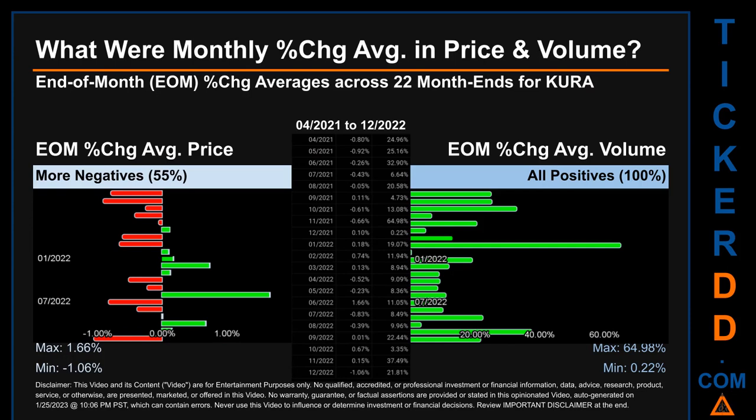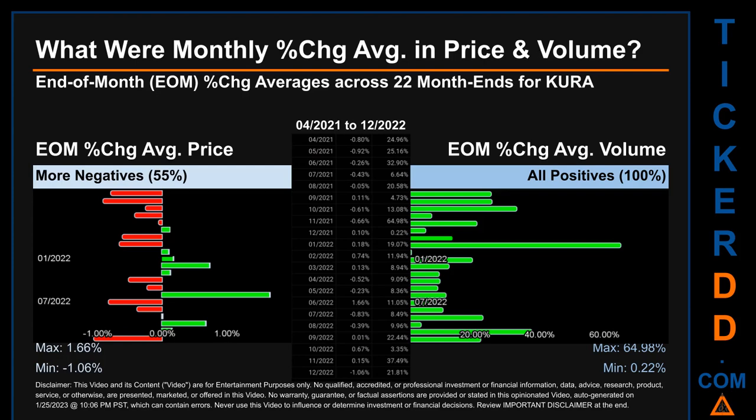What were end-of-month percentage change averages in price and volume for KURA? The monthly average of percentage change in price and in volume were calculated for each of the 22 month ends. That calculation took daily percentage changes and averaged them for each given month. If a month end came out negative, then it means that the month summarily saw a negative change.